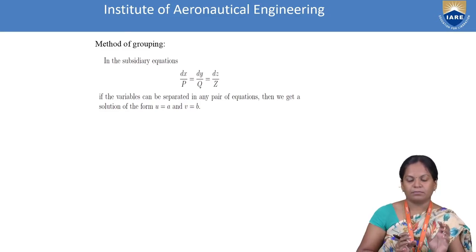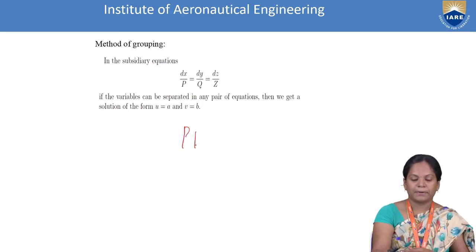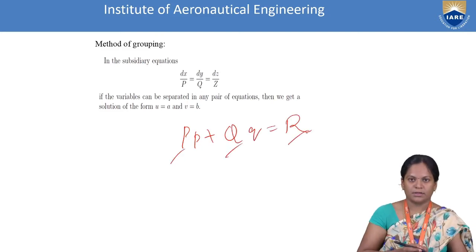Capital P is nothing but a function of x, y, z. Capital Q is nothing but a function of x, y, z. Pp plus Qq equal to capital R. Here P, Q, R are nothing but functions of x, y, z. Those terms we have to write. So the subsidiary equations are dx by P, dy by Q, dz by R.